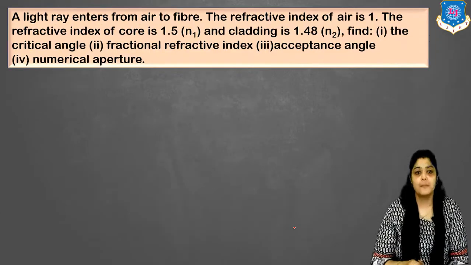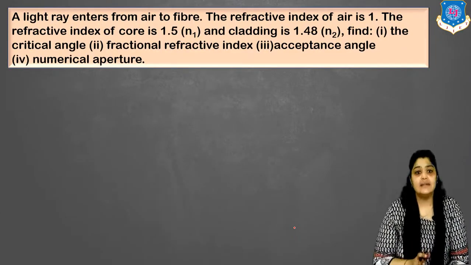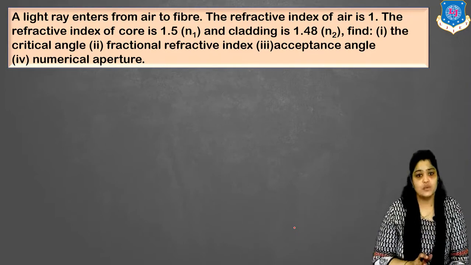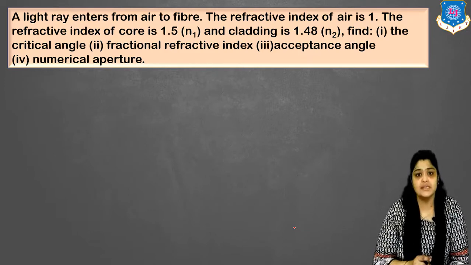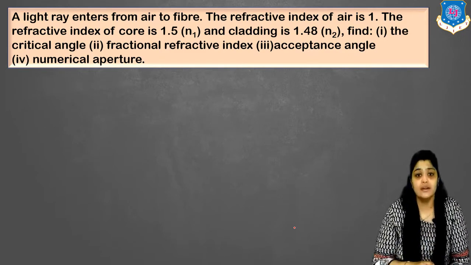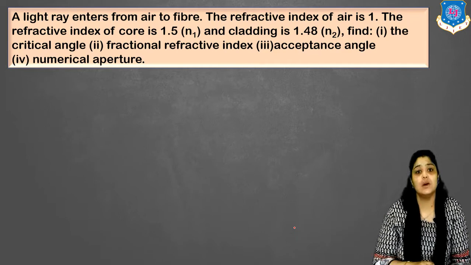Next, we have a light ray that enters from air to fiber. Refractive index of air is 1. Refractive index of core is given as 1.5. Refractive index of cladding is 1.48. You have to find the critical angle, you have to find delta, that is the fractional refractive index, you have to find the acceptance angle and numerical aperture. So it's almost similar to the previous one. The only difference is that here we have to find out delta also.